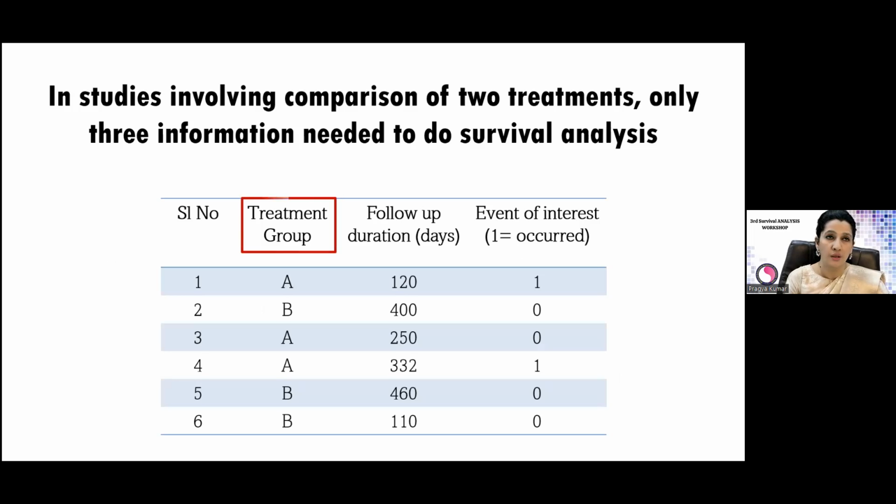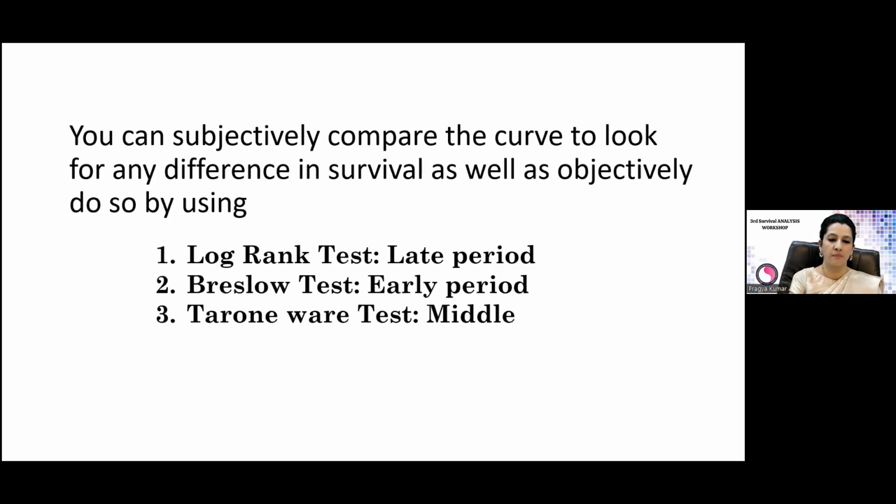So in any study, you have the data set. In that data set, although that was not an intervention study, it was a follow-up study. But if you are doing an intervention study, you should have A, B, the treatment arms. This is the follow-up duration, and this is the event of interest, where 1 is the event happened and 0 is the censor. So now you can subjectively compare this curve to look for any difference.